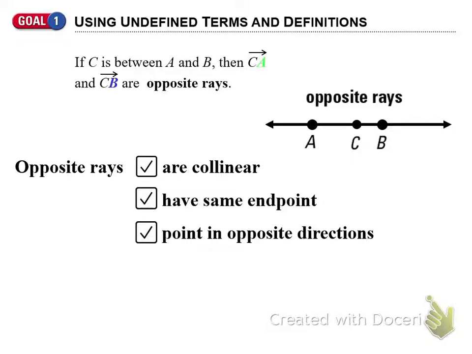So when we say opposite, we mean exact opposite. What is the opposite of left? Right. To the right, up, down, north, south, east, west. So when we say this, it should really look like a straight line.